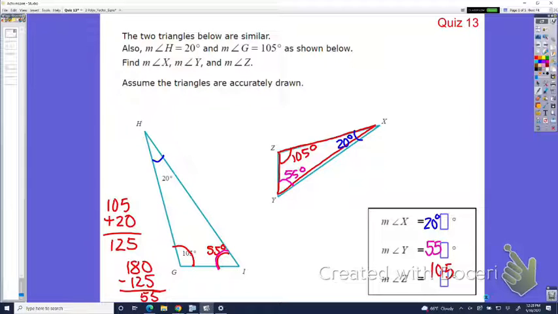So on this type, you just have to find the third angle, add them up, subtract from 180, visualize which angle would be similar to the other one by kind of rotating it around. And the angles on the big one are the same as the angles on the small one.